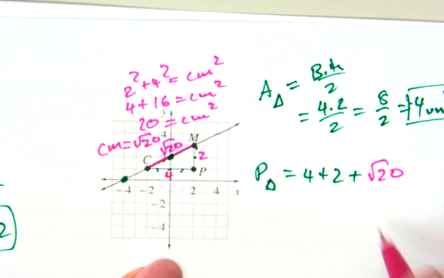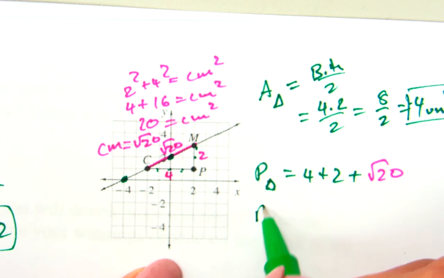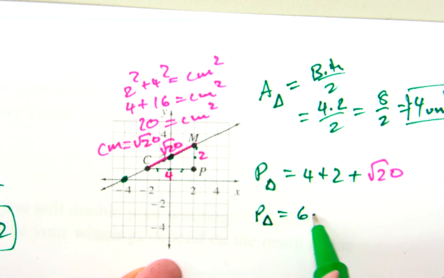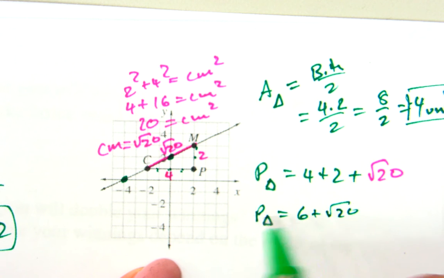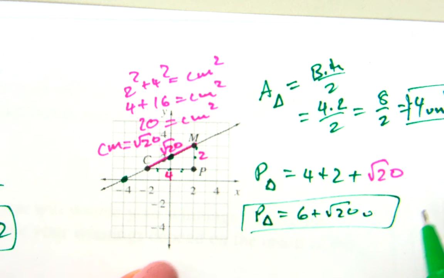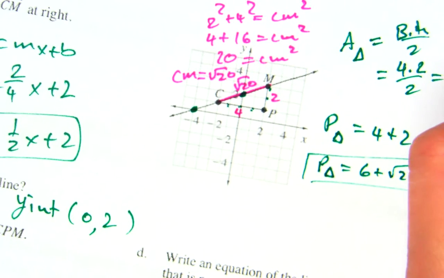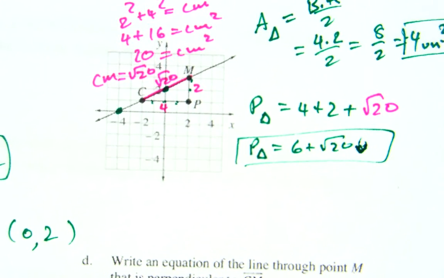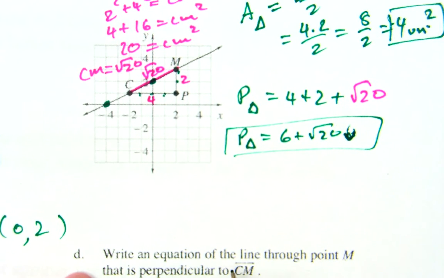So plus the square root of 20. Anything else that we're missing? No, but we can clean this up. So the perimeter of the triangle should be 6 plus the square root of 20 units. I'm not going to do it on the calculator right now. So if I just say that's what it's at. Okay, write the equation of the line that passes through point M that's perpendicular to CM.